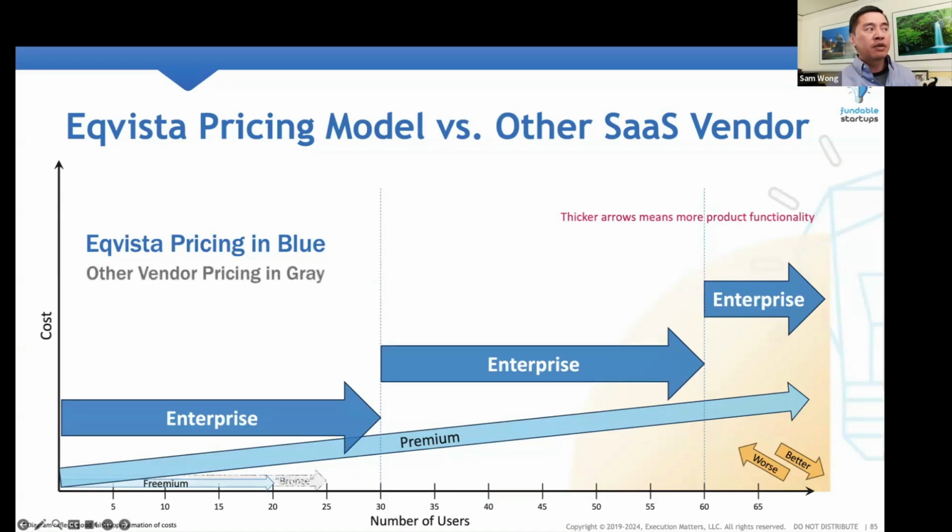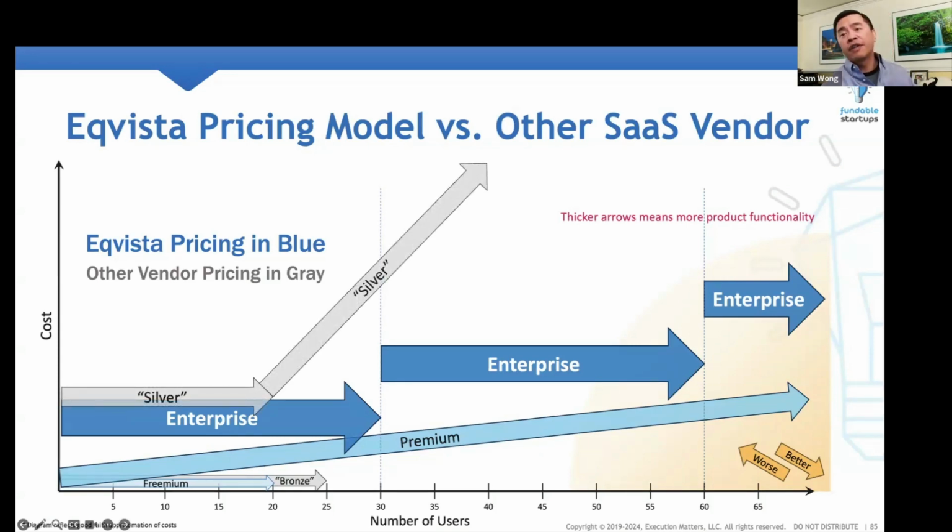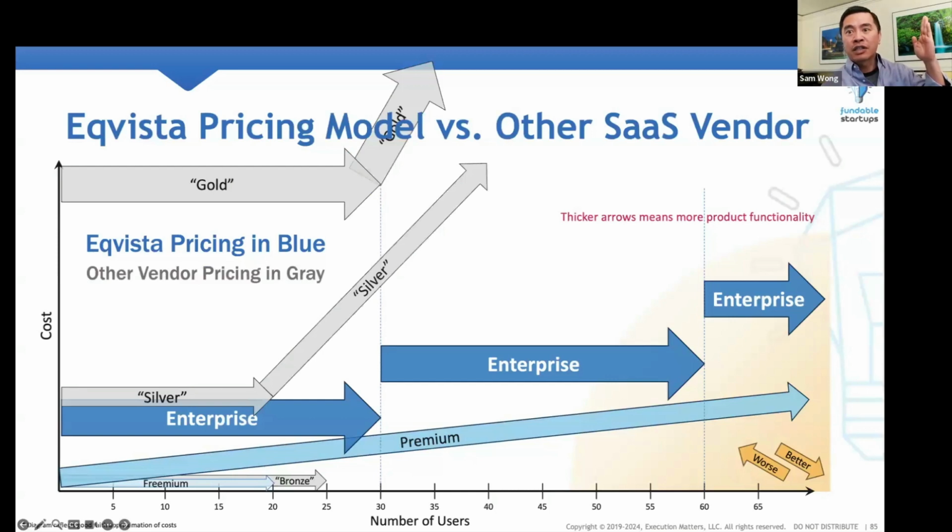Now compare it to another cap table player. They have a free plan down at the bottom too. Call it bronze, and that's fine. That's comparable. But their very first paid plan gets you to a certain point, and the cost grows very fast. Notice how high that gray arrow goes. And then they also have a gold plan, where the slope of that cost grows even faster. We've seen people switch cap table providers because of cost reasons.